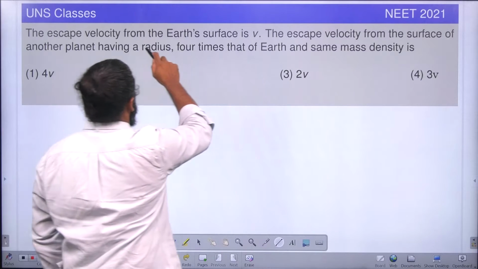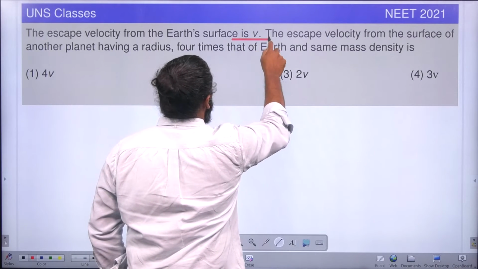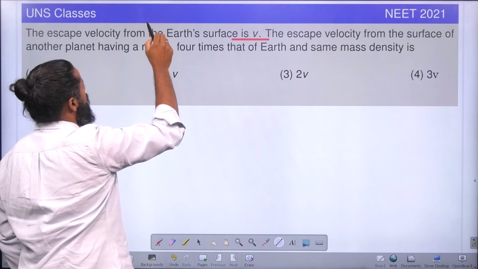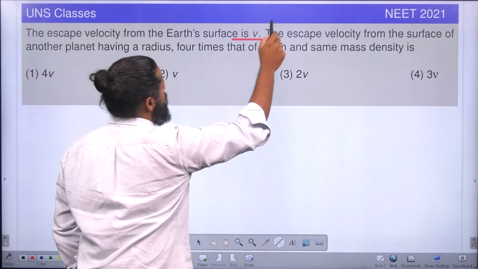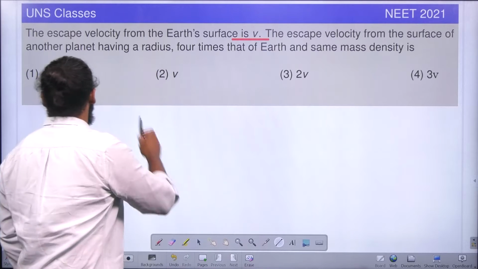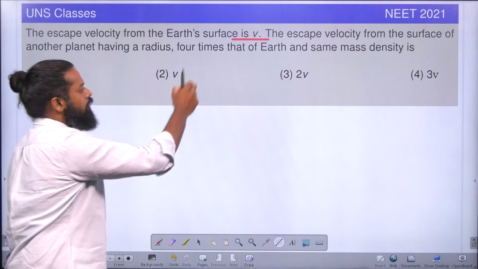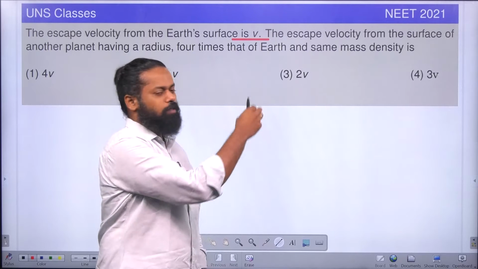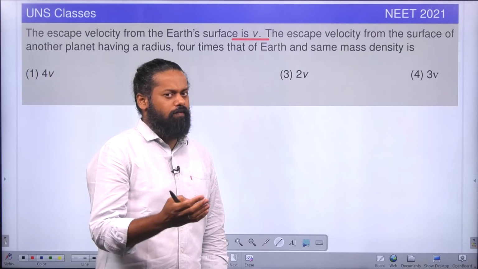The escape velocity from the Earth's surface is v. The escape velocity from the surface of another planet having a radius 4 times that of Earth and same mass density is. Options are given 4v, v, 2v and 3v. It's a previous year question from NEET 2021. It's a topic from gravitation.